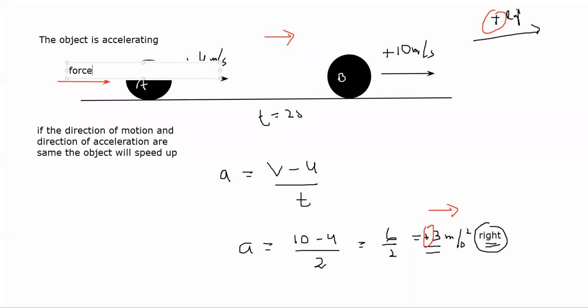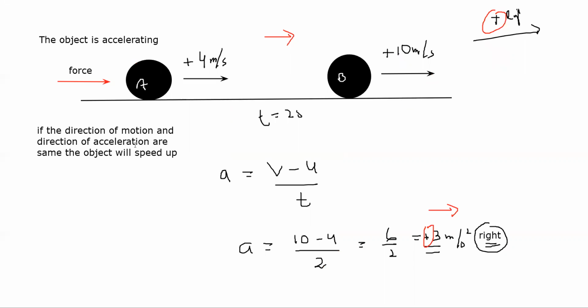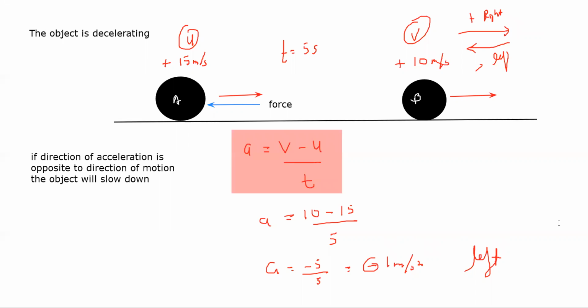Basically, the force is applied to change the speed of an object. But in the next example, the object was slowing down, and the direction of acceleration is towards the left. The force is applied to stop or slow down the object, so the direction of force is towards the left. Whenever the object speeds up, the direction of the force and acceleration is the same as the direction of the motion. But if the object slows down, the direction of the force is opposite to the direction of the motion.